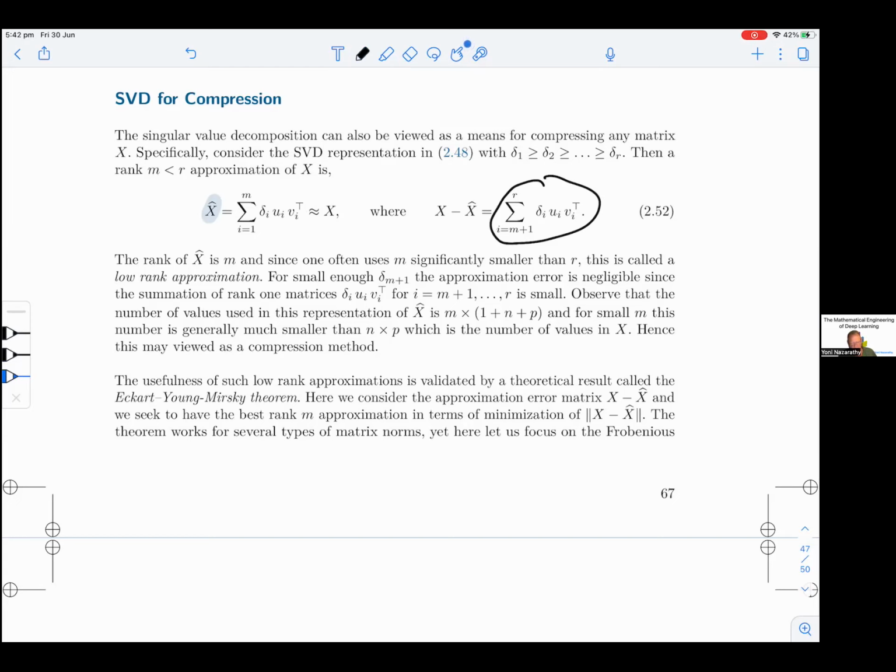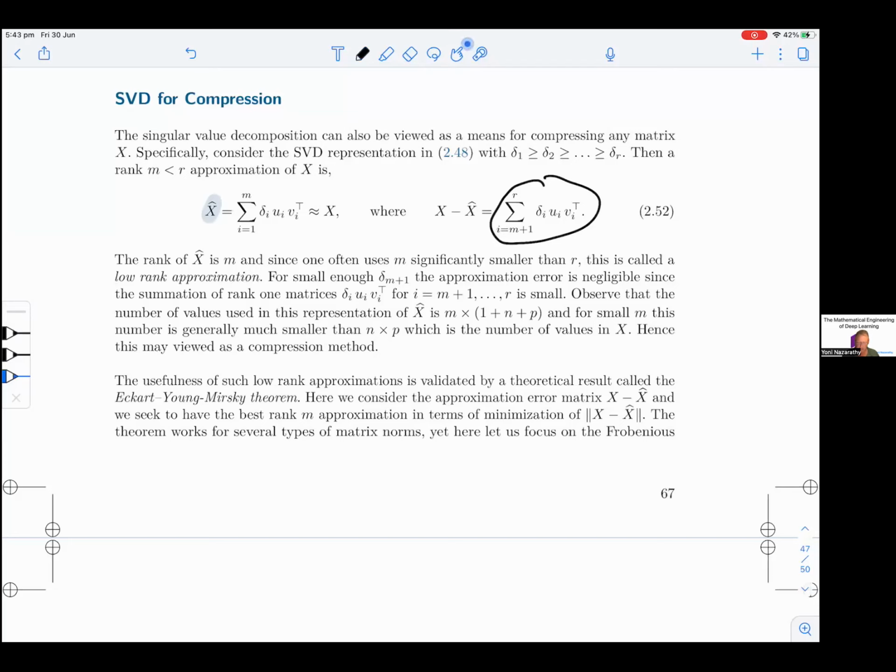The rank of X hat is m, and since one often uses m significantly smaller than r, this is called a low rank approximation. For small enough sigma_{m+1}, the approximation error is negligible since the summation of rank 1 matrices, sigma_i u_i v_i transposed, for i from m plus 1 to r is small. Observe that the number of values used in this representation of X is m times (1 plus n plus p), and for small m, this number is generally much smaller than n by p.